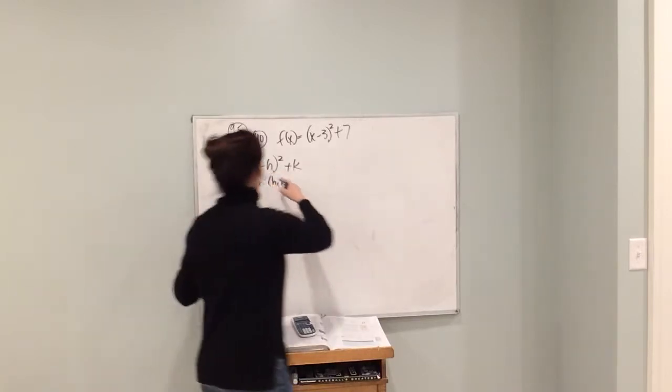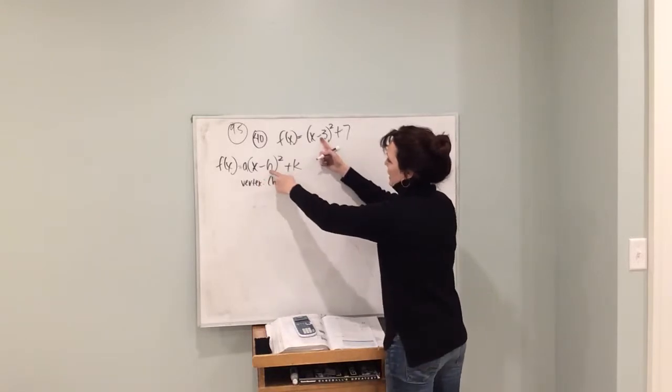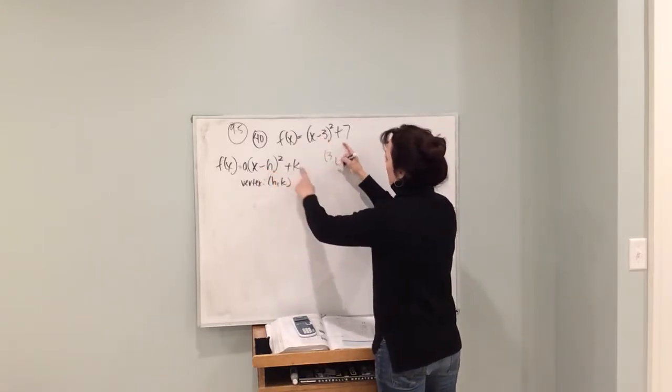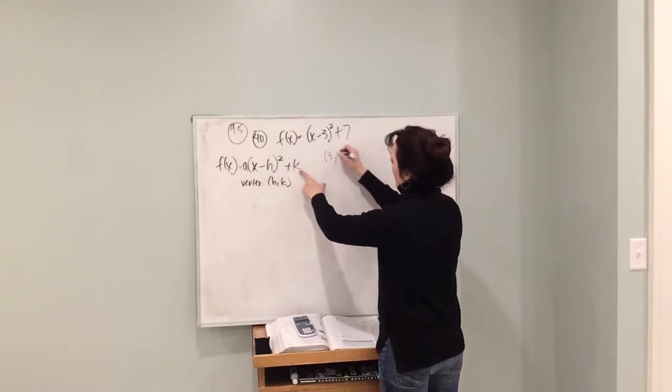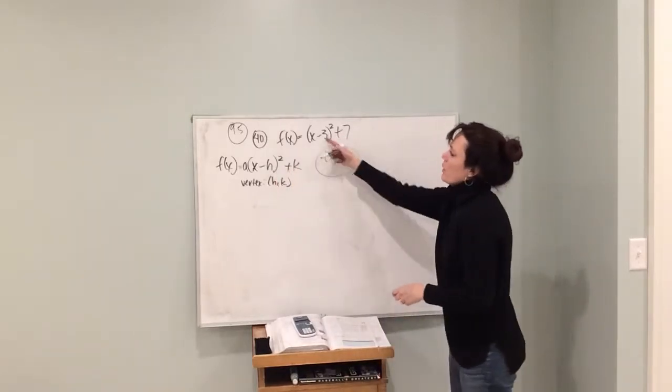So if we look at it in this form, my h, let's see, I have a subtraction just like that, so my h is 3. And my k, there's a plus right there, so my k is 7. So this is my vertex right here of this parabola.